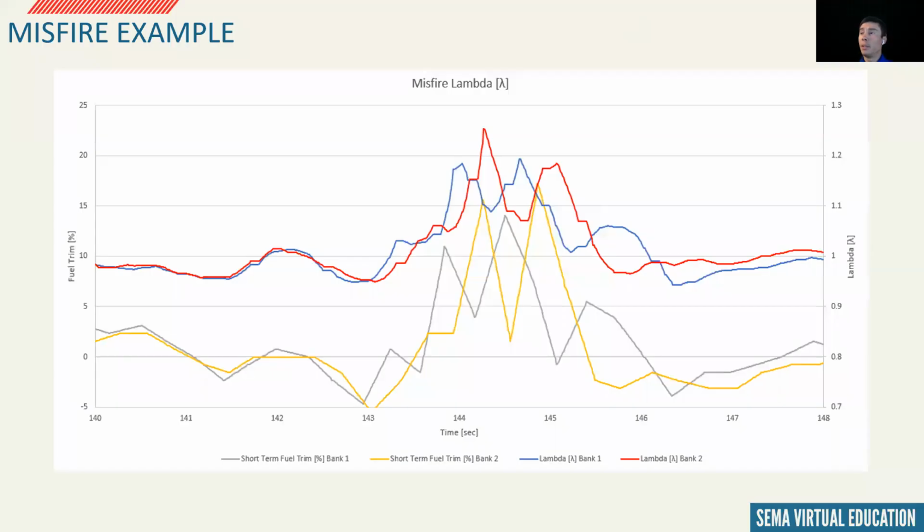Here we have an example of misfire. When logging, you will be able to see misfire with oxygen sensors, wideband and narrowband oxygen sensors. Oxygen sensors read oxygen, or the percentage of oxygen. They do not read fuel.